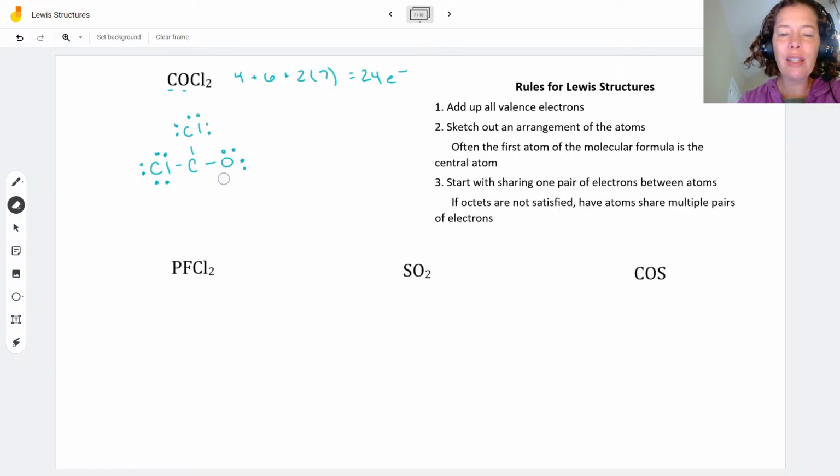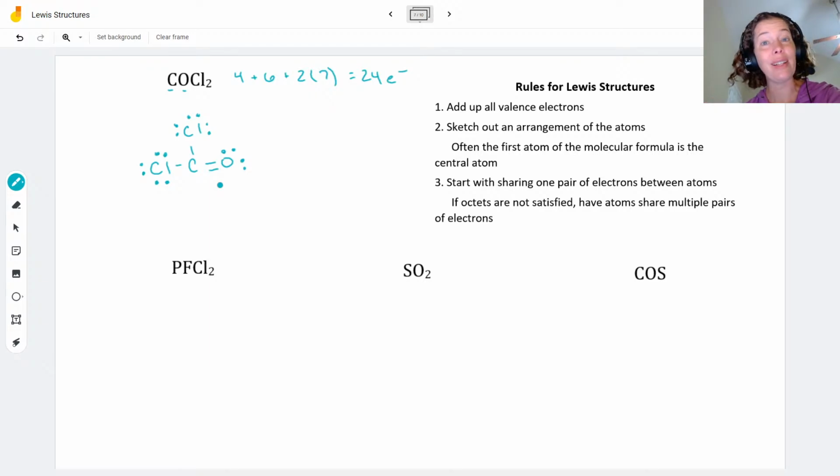So let's take this pair from oxygen and make a double bond. Again, make sure you still have 24 electrons: 2, 4, 6, 8, 10, 12, 14, 16, 18, 20, 22, 24. So we have not created or destroyed electrons. Now let's check octets. This chlorine has 8, this chlorine also has 8, oxygen still has 8, and now carbon has 8 as well. So that double bond, that sharing of 4 electrons instead of 2, has made everybody's octet satisfied, and here is our valid Lewis structure.